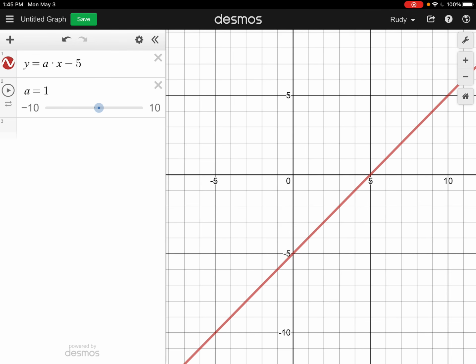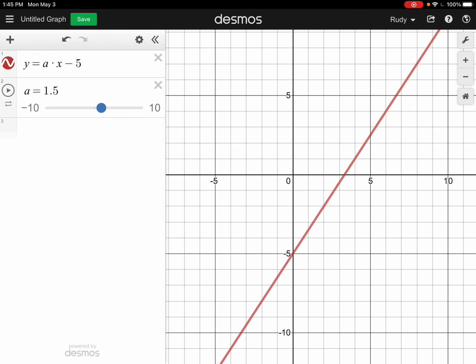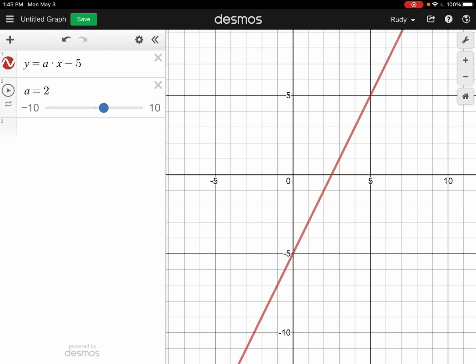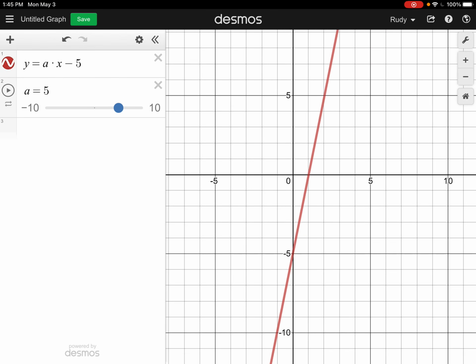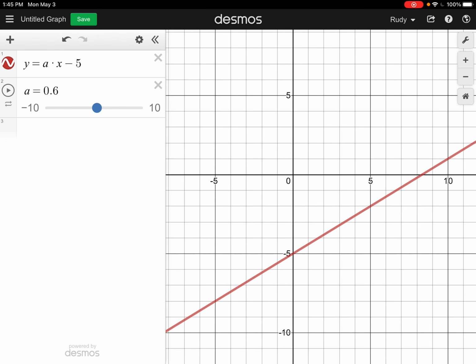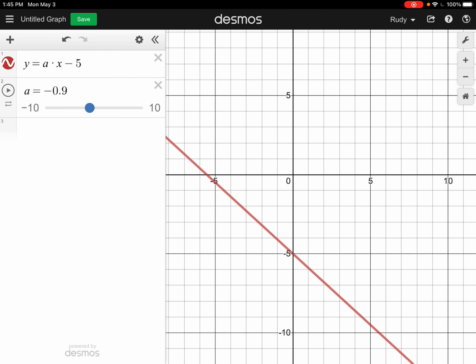Now as I make a larger, notice the y-intercept stays put, but the slope keeps getting steeper and steeper and steeper. And you get the idea. The more I get to 10, the steeper it gets. And the closer I get to 0, the more horizontal it gets. If I get right to 0, I have a horizontal line. The slope is 0. And if I let it go into the negatives, now the slope is going down. I have a negative slope.